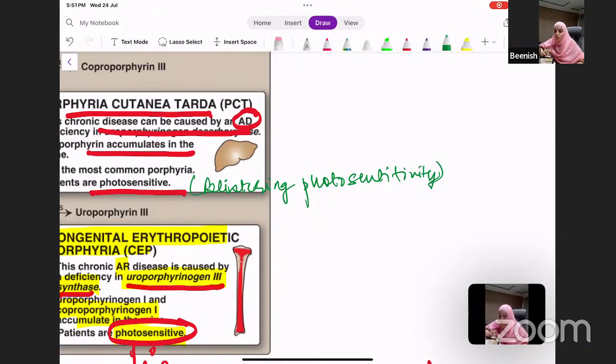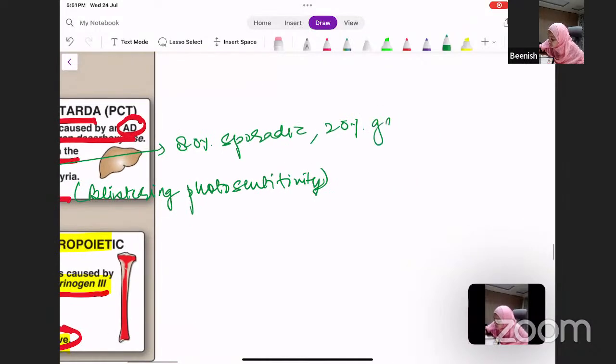Also, this is the most common porphyria, but here 80% of the cases are sporadic, and 20% are because of genetic mutations. Usually if you have any enzyme deficiency, it is because of genetic mutations. But in porphyria cutanea tarda, 80% of the cases are sporadic, that is, no genetic mutation is there. Therefore, it is also readily treatable. These are because of certain inhibitors for this enzyme.